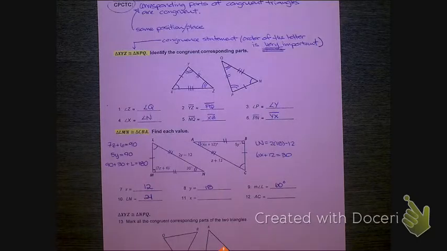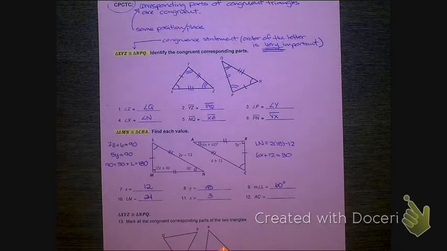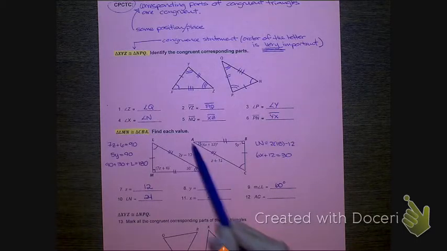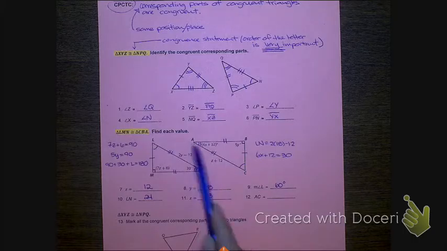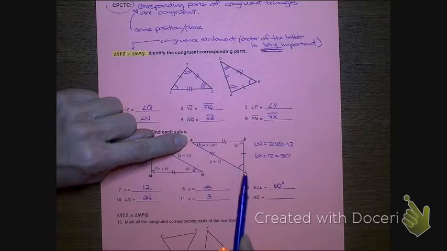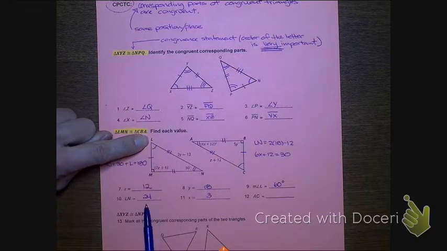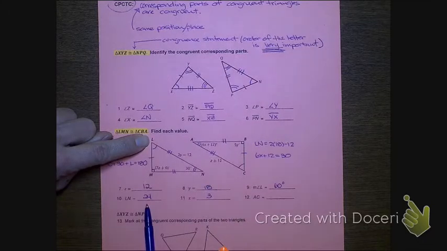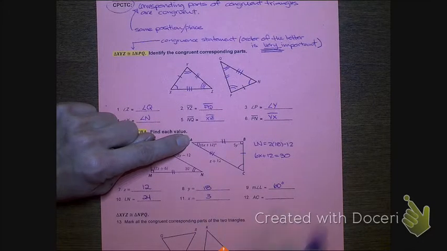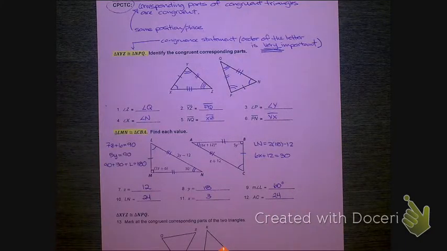Did you guys get it? 3? Okay. And then the last one, side AC. Let's look where that one is. Do we already know how long its corresponding part is? Which side is congruent to AC in the other triangle? LN. Did we already find the length of LN? Yeah. What was it? So this one has to be what?